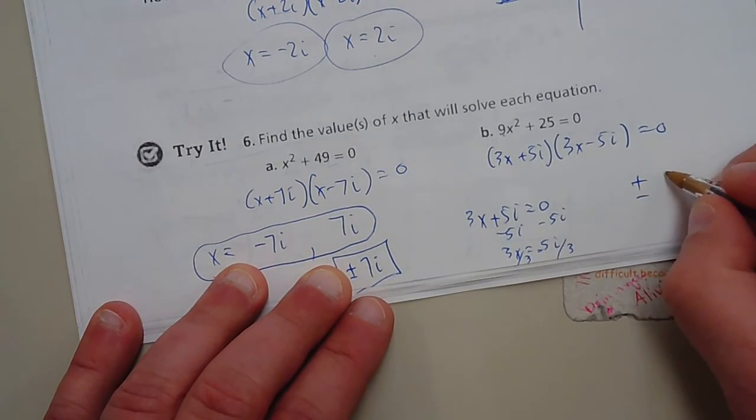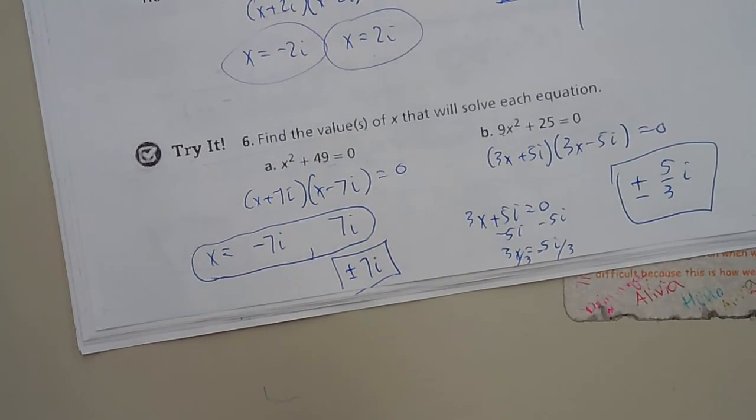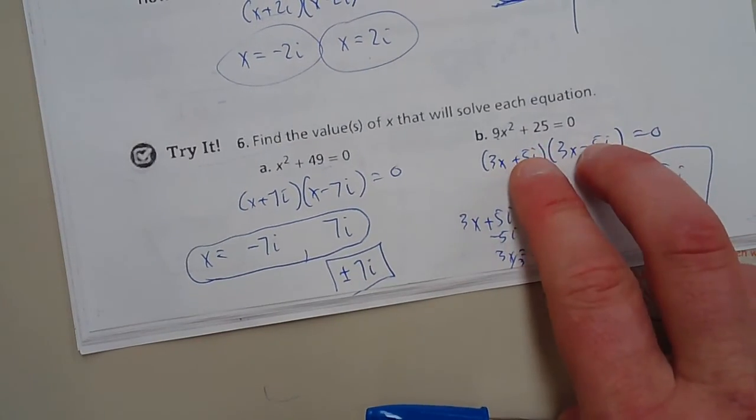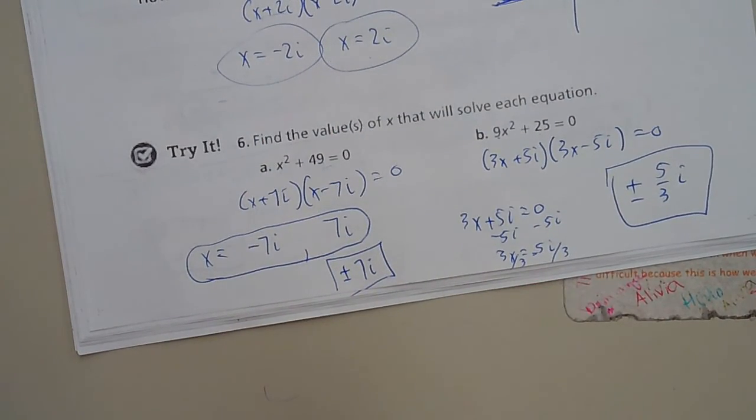So I would just answer it like this. And that's going to be your easiest way to answer that type of question. Because you do know that these are just going to be opposites of each other because they always will be with these conjugate pairs. So once you find one of them, the other one's just the opposite sign.